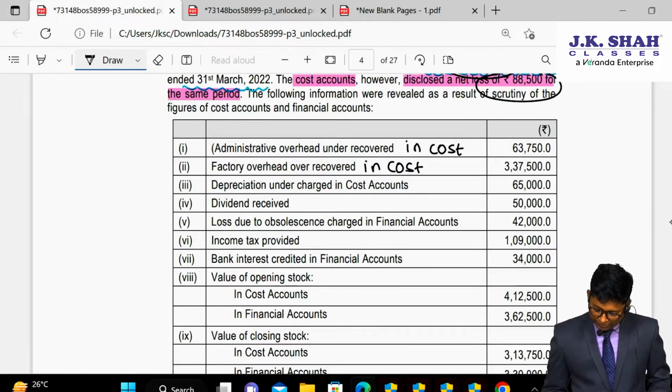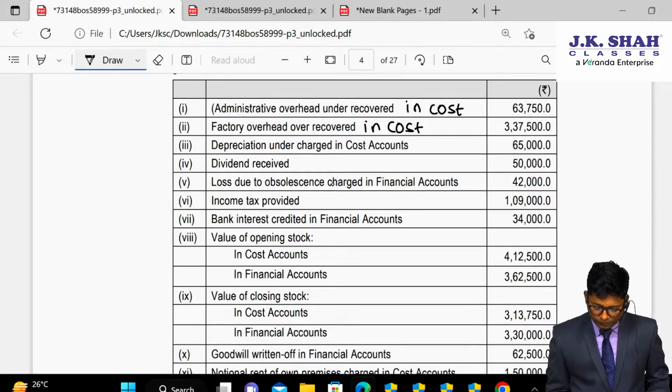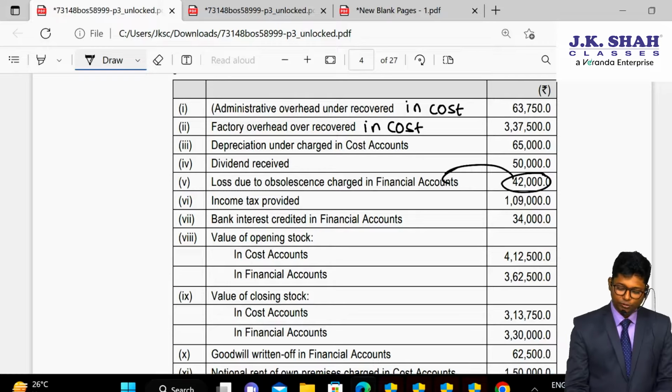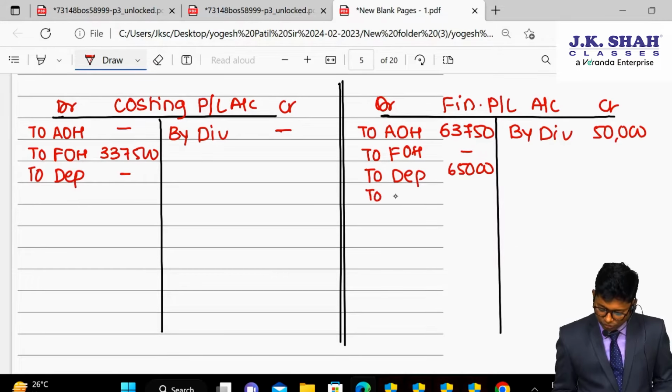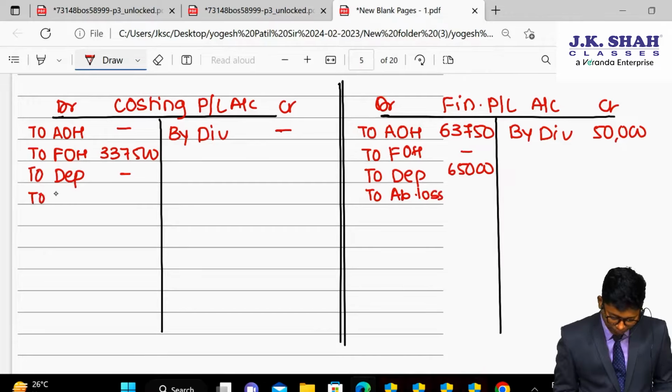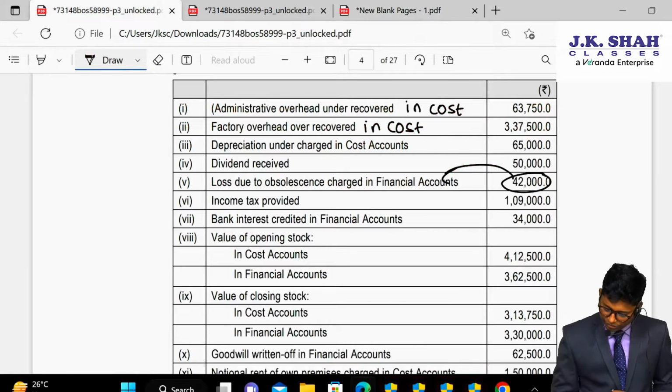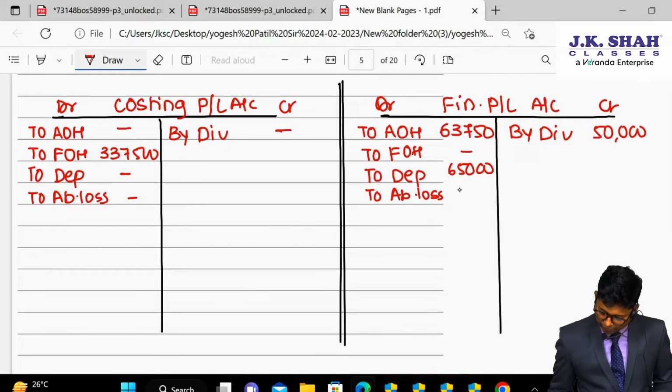If you see the next element, loss due to obsolescence charged in financial account, the question clearly says this loss is to be charged to financial account. So this is abnormal loss, which I would record in both accounts, but I am following the instruction. It is not recorded in cost, it is only recorded in financial P&L, 42,000.